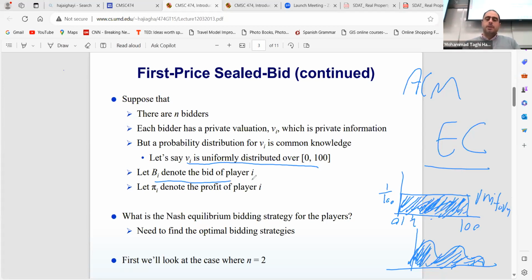Let Bi denote the bid of player i, and let pi_i denote the profit of player i. So the question is: what is the Nash equilibrium bidding strategy for the players? We talked about the other types of functions that we discussed previous time, what the Nash equilibria are, but let's see what the Nash equilibrium would be in this case. Here we need to find the optimal bidding strategy. That's essentially the idea. Based on this information, what is yours? Let's consider n equal to 2. You have only 2 agents.